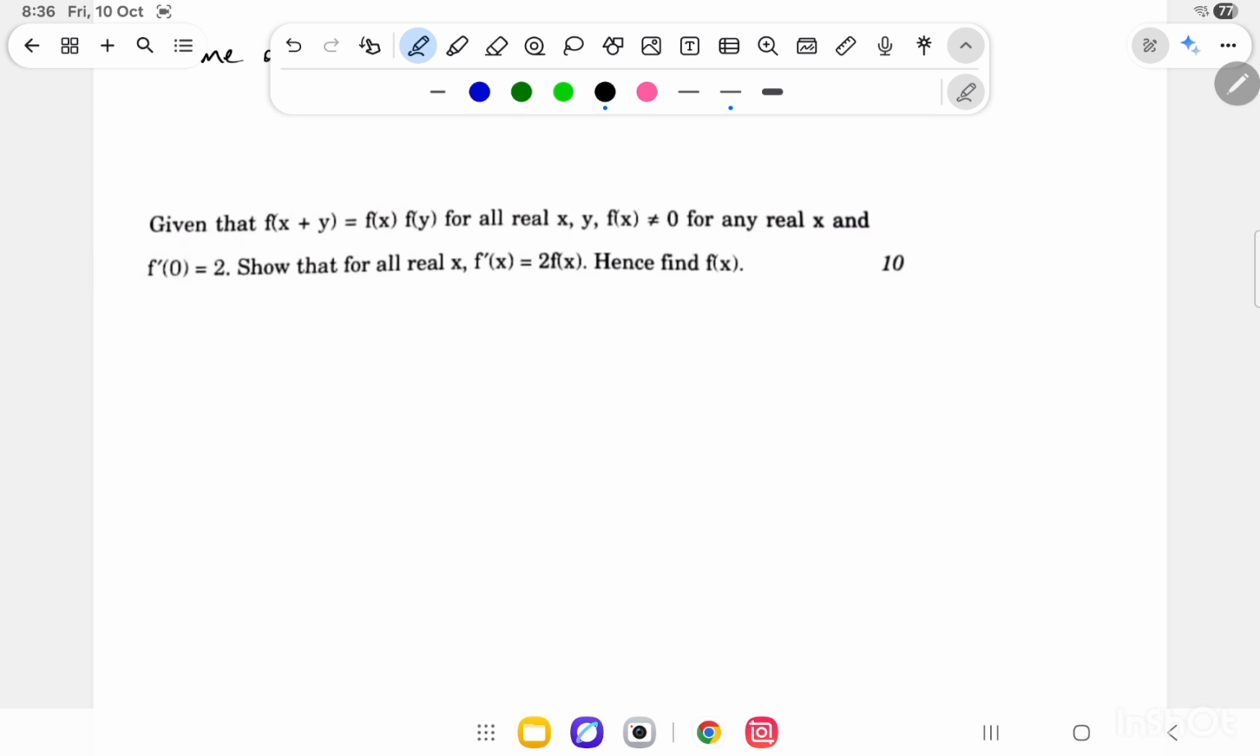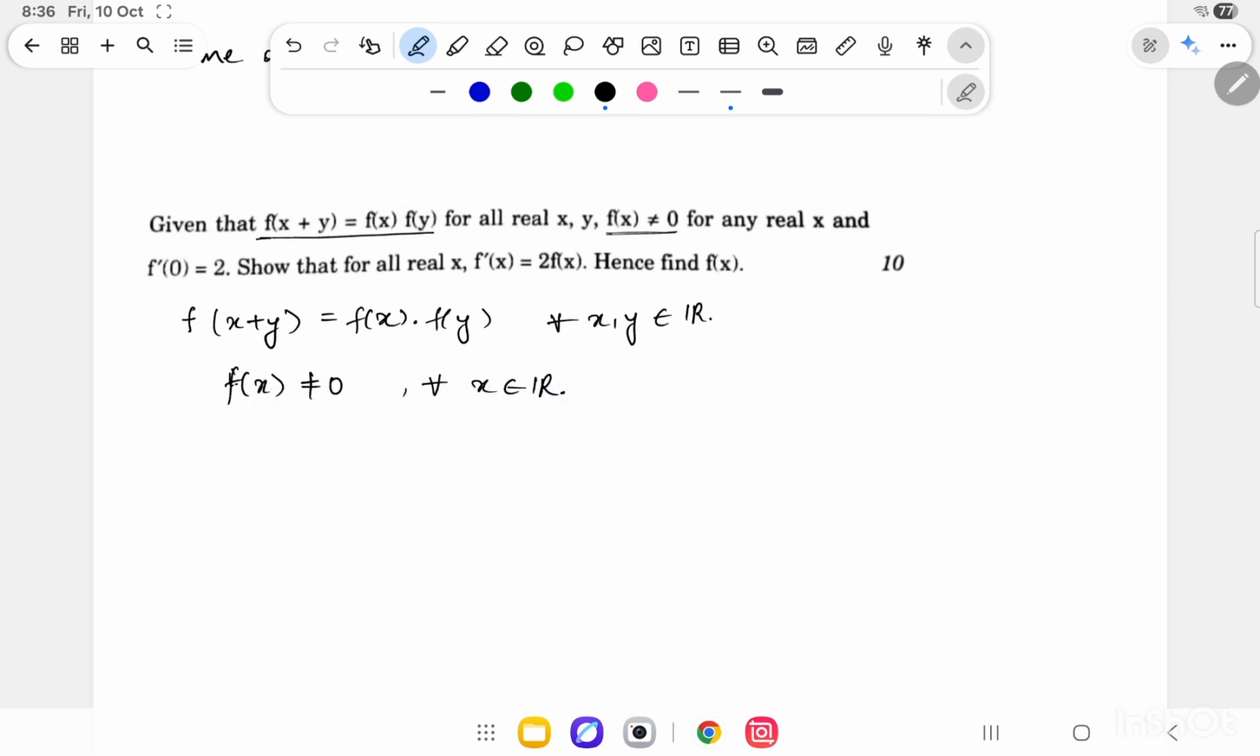So the next question says that they have given us a function f that satisfies this relation. So the relation is f(x + y) = f(x)·f(y), and it holds for all x, y belonging to real numbers. And it further says that f(x) is not equal to 0 for any real x. And another piece of information is f'(0), that is the derivative of f at 0, is equal to 2.